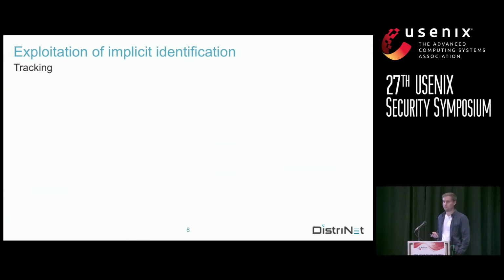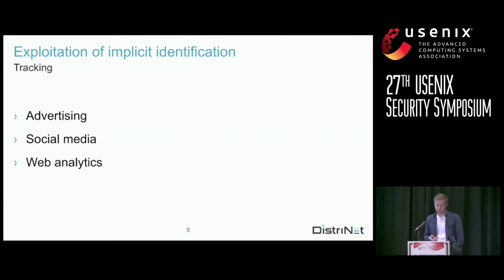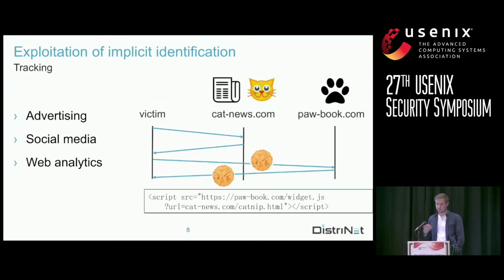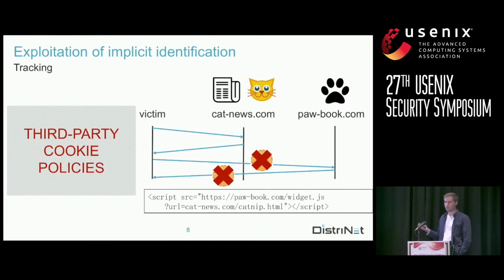Also, implicit identification through cookies can be misused, for example, by tracking. This can be for the purpose of targeted advertising, social media, but also web analytics. So this example is quite similar. Again, a cross-site request is initiated by a code snippet, and the cookies included to, in this case, parbook.com, might be used to identify us or to link the visit to a browsing profile. So again, we can use third-party cookie policies to protect us against these exploits.